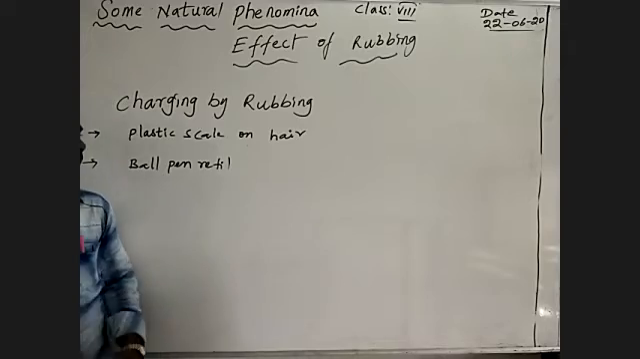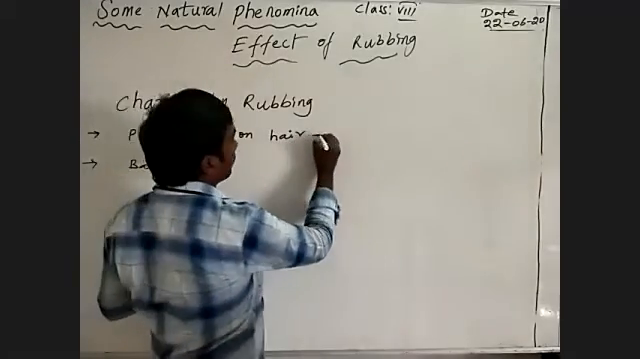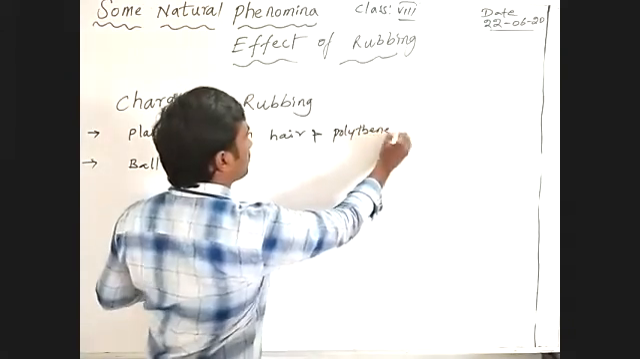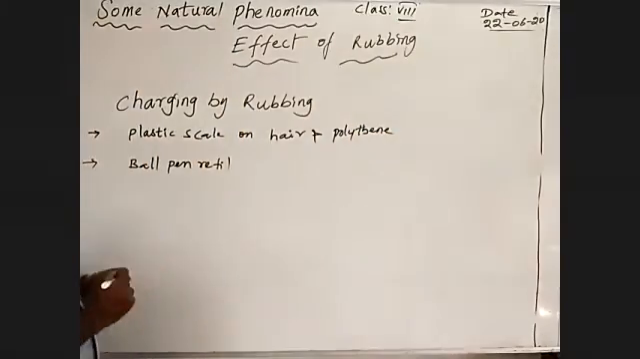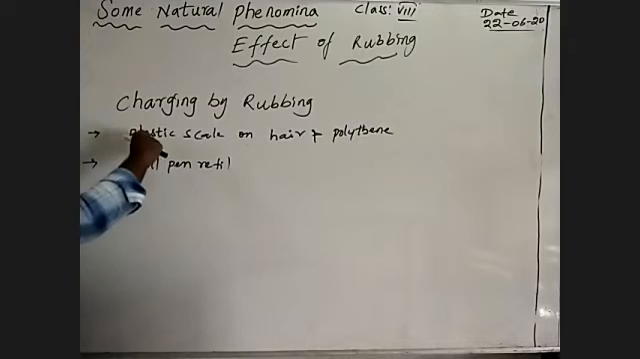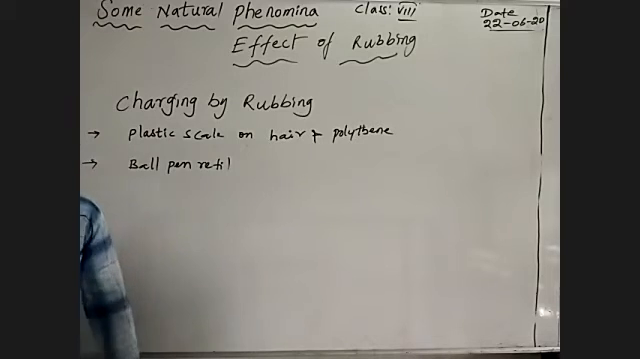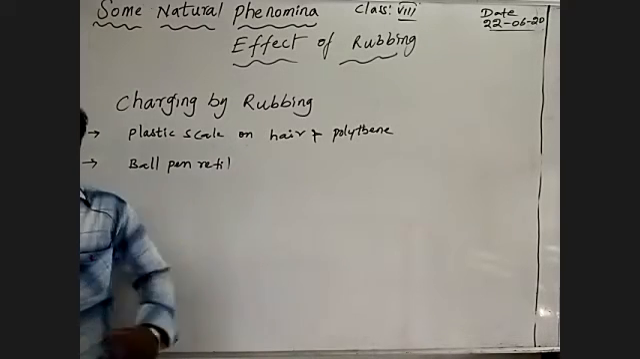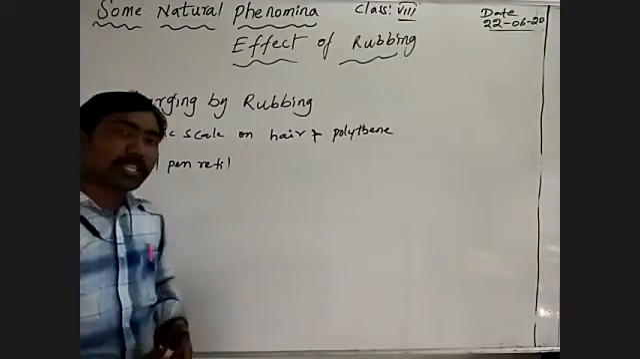See what I'm saying here, we did it on polythene. Bringing a ball pen refill near the tiny pieces of paper, we observe the same as in the first activity: the ball pen refill does not attract them, meaning the tiny papers are not attracted by the ball pen refill.